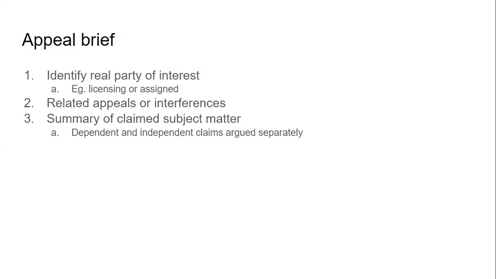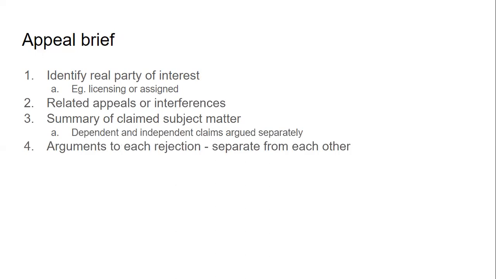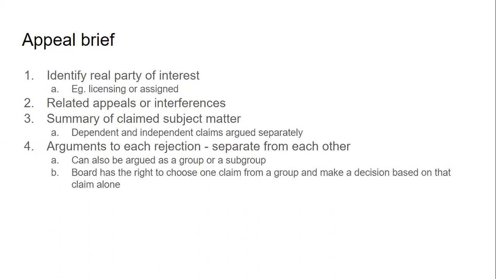So then you also might see some practice exam questions talking about standing or falling together. So that can happen in the arguments for each rejection. You can write those separately from each other, but it can also be argued as a group or a subgroup. But you want to be really careful when you do that, because the board has the right to choose one claim from a group that's defined that way and then make a decision just based on that claim. So it can be a little bit risky actually to do that.